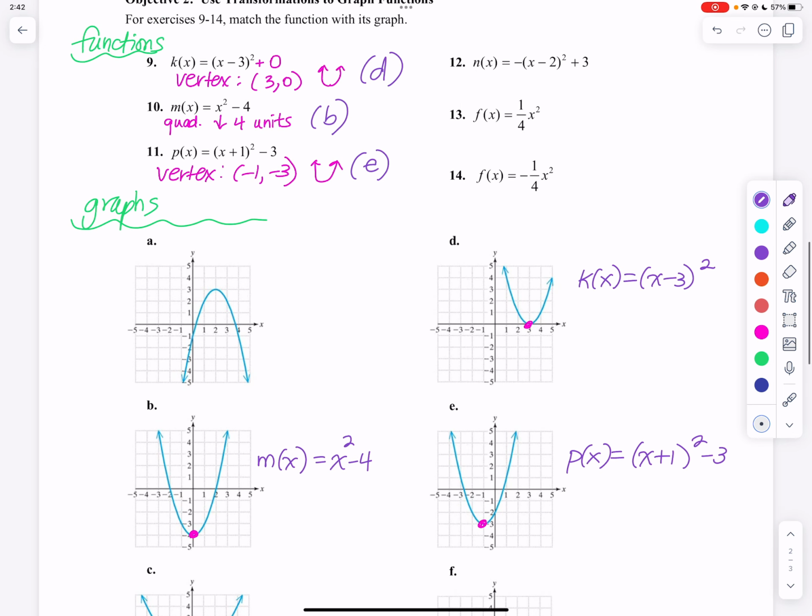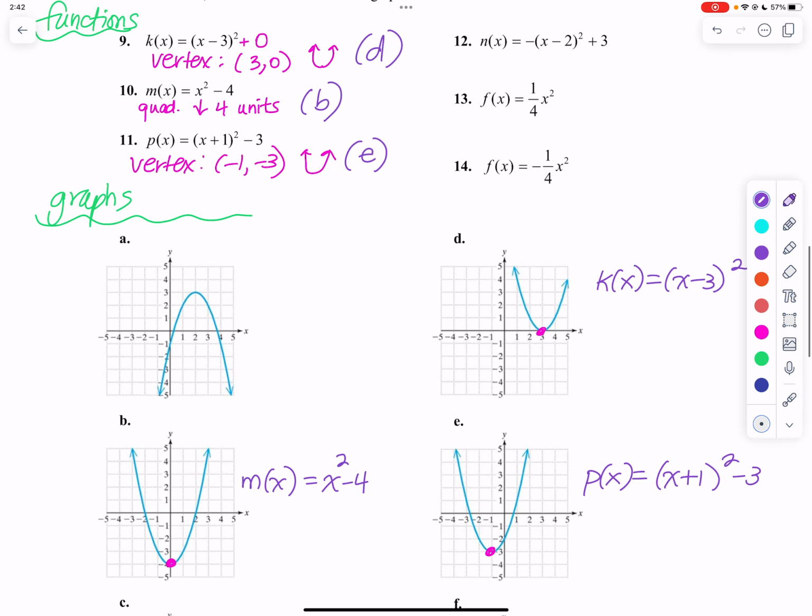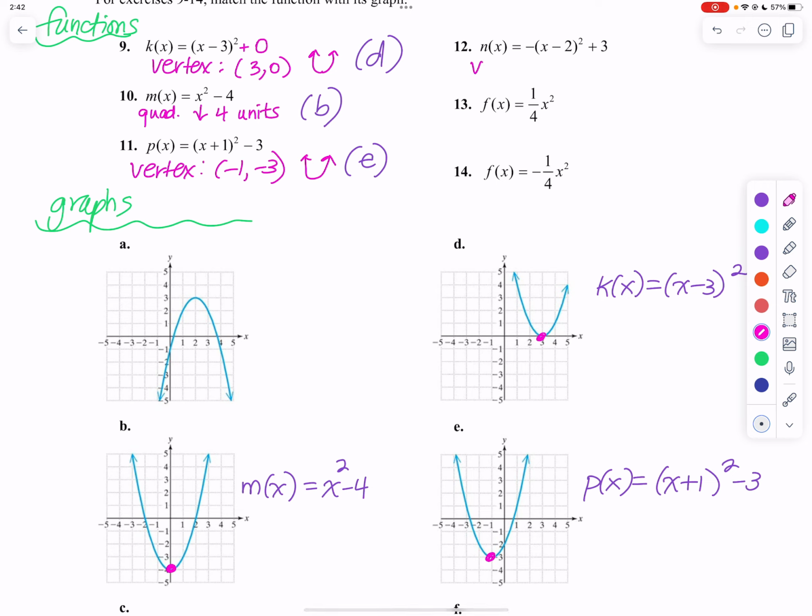So far, so good. Let's go look at number 12. For 12, our vertex is (2, 3), but this time we open down. And as you can see in A, that's what we have. We have a vertex of (2, 3) opening down. Okay, so that would be A.